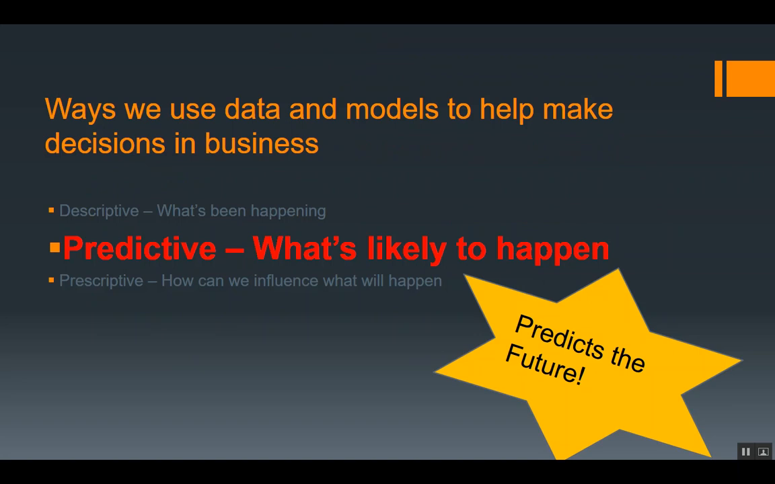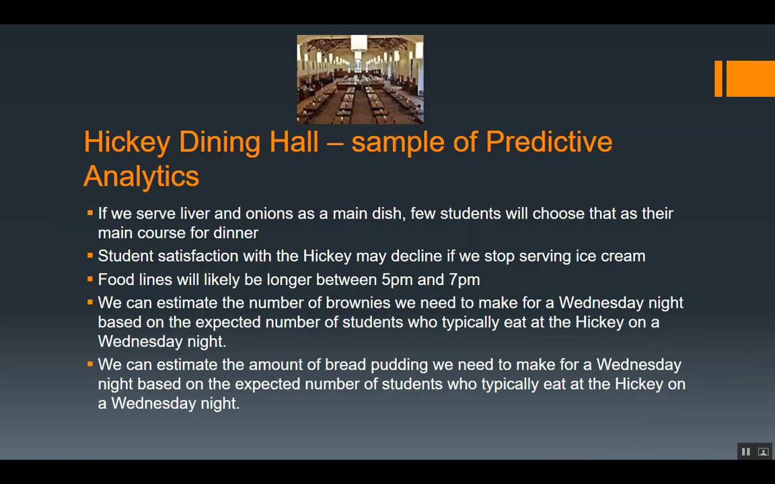Predictive analytics is what's likely to happen. It predicts the future. So again, jumping back to the Hickey, using the descriptive analytics from the last slide, we can now make some predictions. So based on the fact that 2% of students will eat liver and onions when it's served as the main dish, we can predict that few students will serve that as the main course if it's served for dinner. And because we saw that 95% of students eat ice cream, we can predict that satisfaction of the Hickey will decrease if we get rid of ice cream.